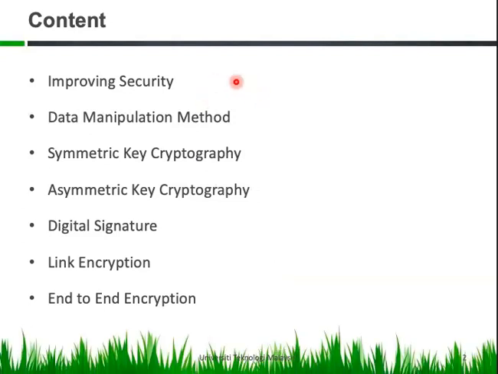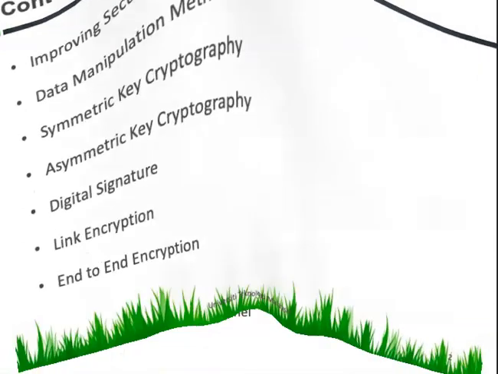First, we're going to look at how to improve the security of the network in terms of data manipulation methods. And then we are going to look at symmetric and also asymmetric key cryptography. The next method is digital signature. And finally, we're going to look at encryption in terms of link and also end-to-end encryption.